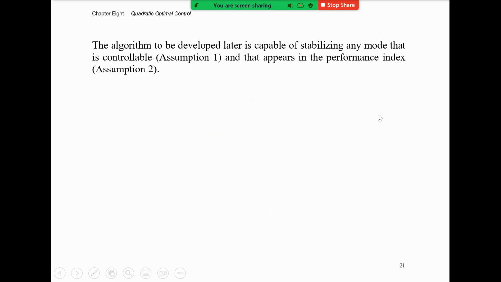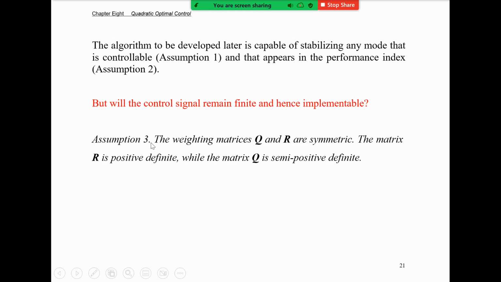Okay, now the algorithm we're going to develop will be stabilizing, right? It stabilizes any mode that is controllable and that appears in the performance index. But also we want to make sure that the control signal itself has to be finite or implementable, right? If you end up with some controller which requires an infinite value of the input, we know it will not work. So that comes to the third assumption about the value of Q and R.